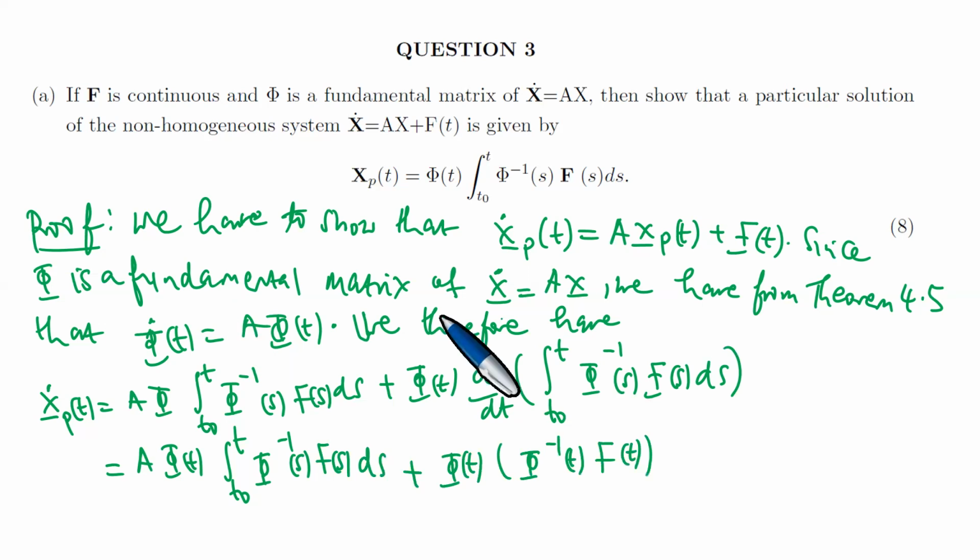Since phi is a fundamental matrix of the original differential equation x dot equals ax, we have from theorem 5 that for a fundamental matrix phi, it is true that phi dot is this. We therefore have that x dot can be written in this particular manner.